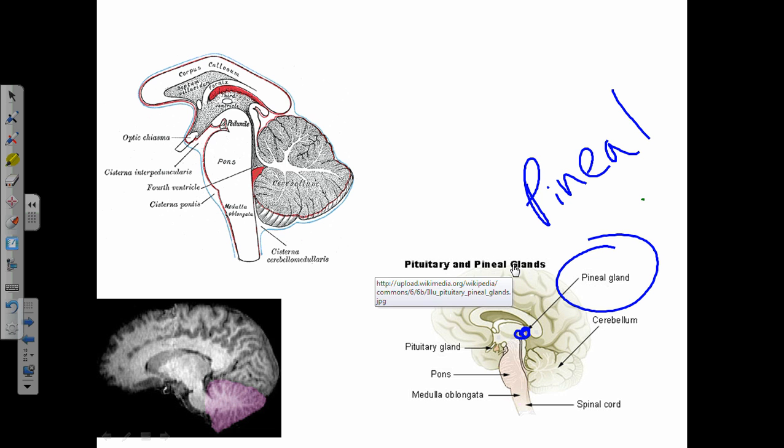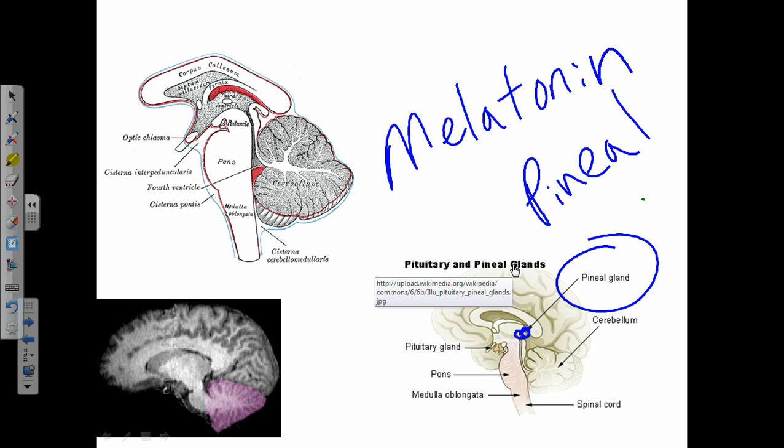Anybody remember what hormone that makes mostly? Pineal gland makes a hormone called melatonin, which helps to control what? Sleep-wake cycle. Helps to control what rhythms in your body? Your circadian rhythms. Keeps you, when you're awake, when you're sleepy. Circadian rhythms. Melatonin from the pineal gland.